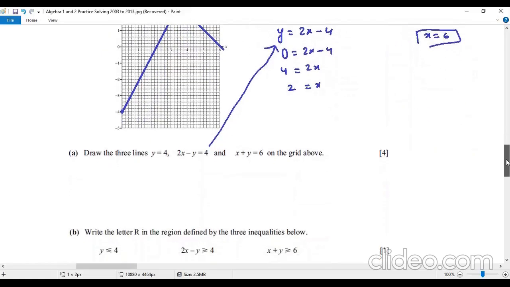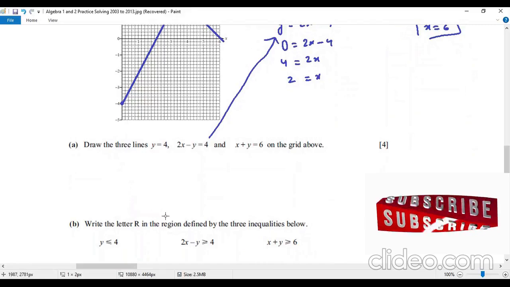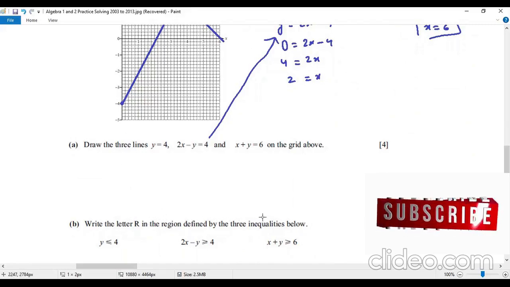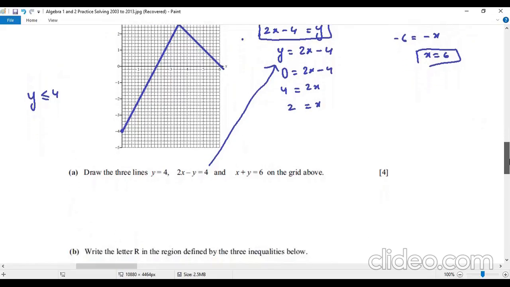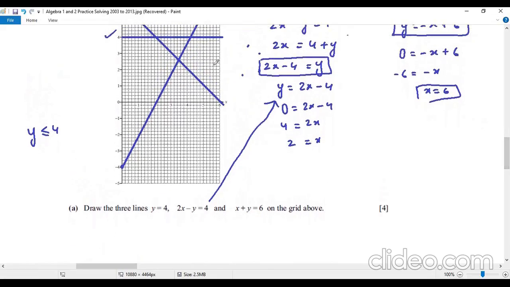Now comes: write a letter R in the region defined by the three inequalities. Now remember, this is not the unwanted region. This is the wanted region. So the strategy is going to be different. In here, it says y is less than or equal to 4. That means all the area which is down below here, less than this, is going to be shaded.